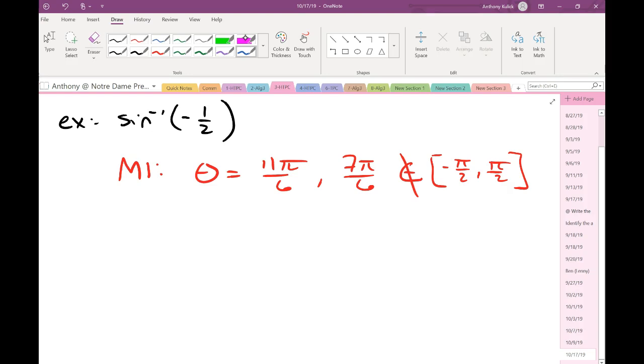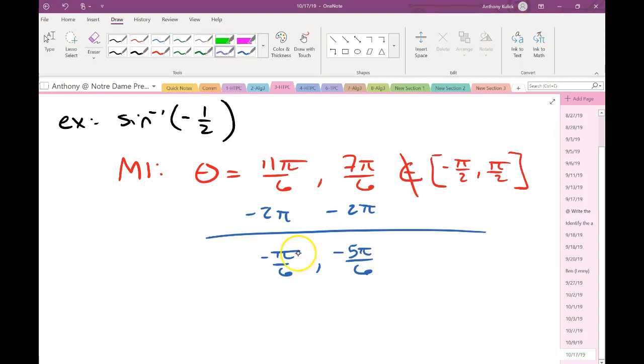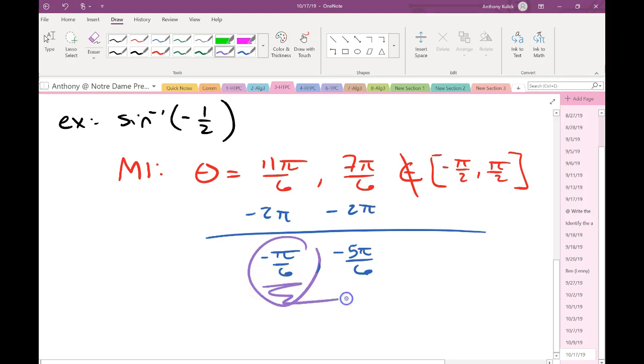Subtracting. So if I subtract 2 pi from each of these, from this one I get negative pi over 6, and this one I get negative 5 pi over 6. And that one does fall in our range. The other one is too small. So the answer that our calculator would give us is this one.